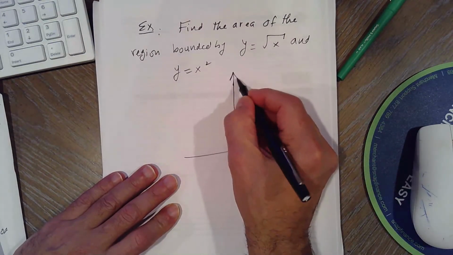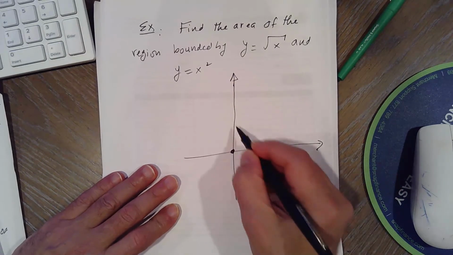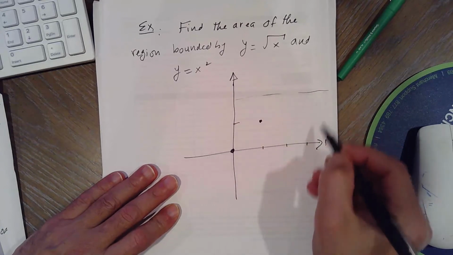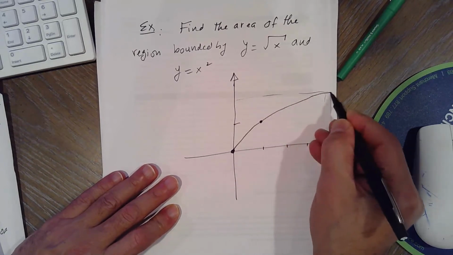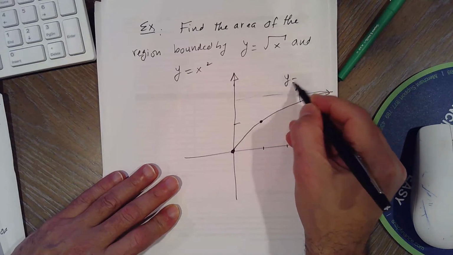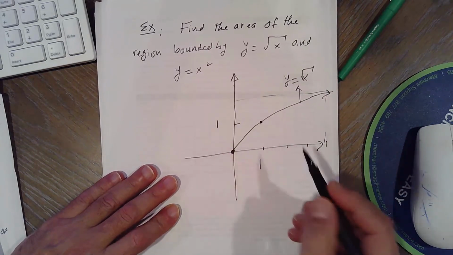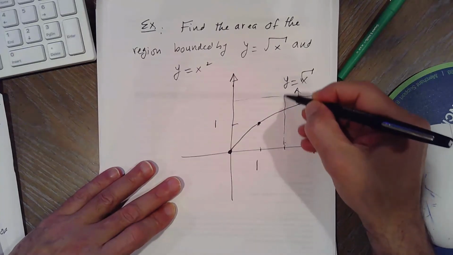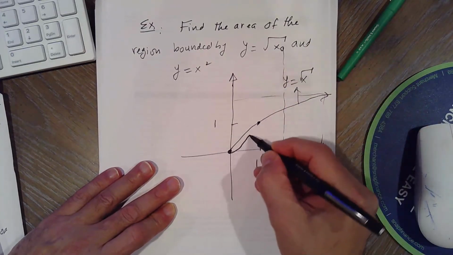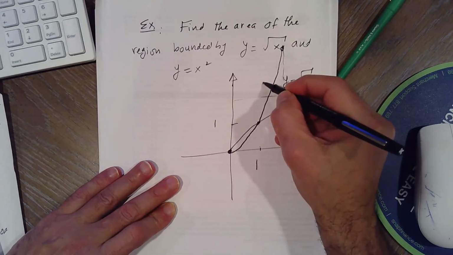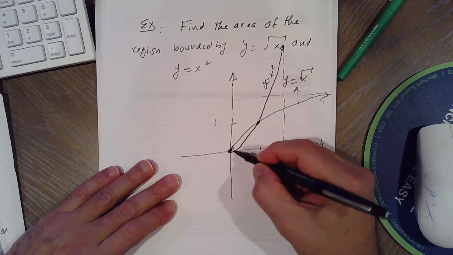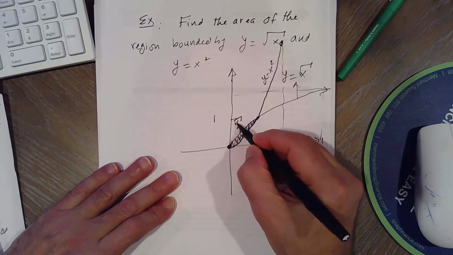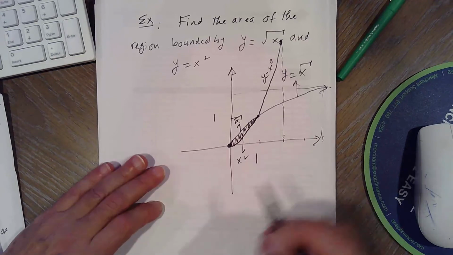Y equals square root of x. At 0 it's 0, at 1 it's 1, at 4 it's 2, so it goes like this. This is y equals square root of x. Y equals x squared, at 0 is 0, at 1 is 1, at 2 it's 4. So it goes like that. So this is y equals x squared. So you want the area in between, and this is the above, and this is the below, from 0 to 1.